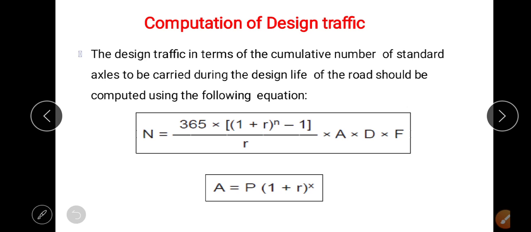The design traffic in terms of cumulative number of standard axles to be carried during the design life of the road should be computed using the following equation.